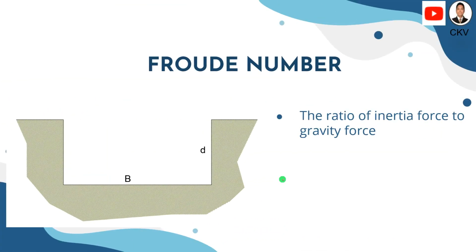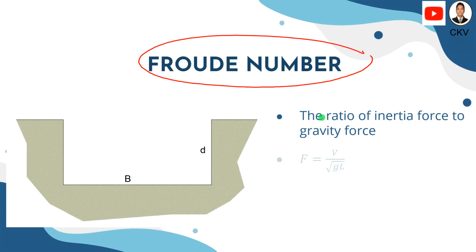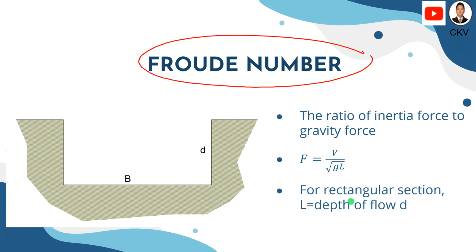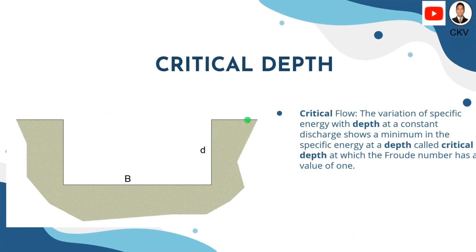Next, for the Froude number, it is the ratio of inertial force to gravity force. In order for us to obtain the Froude number, F is equal to V over the square root of gL. For a rectangular section, that L is your depth of flow, which is this D. Therefore, the Froude number is equal to V over the square root of gD.